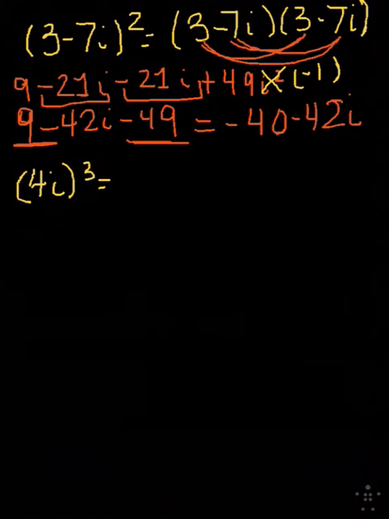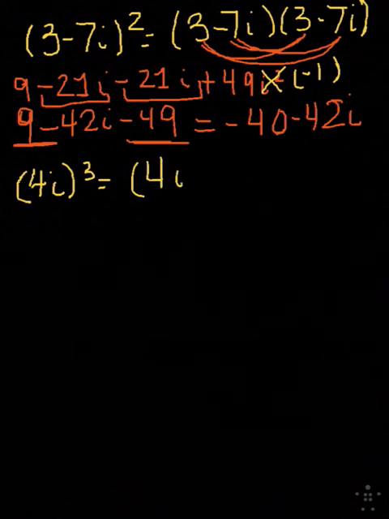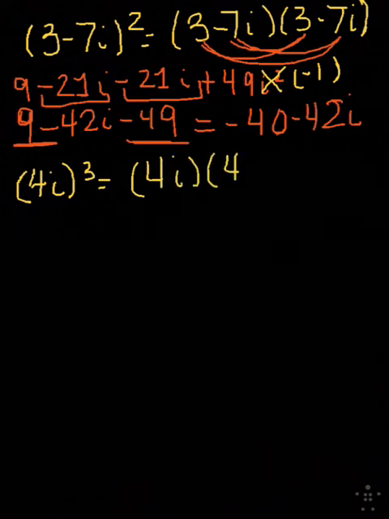Last thing, you may see something like this as a bonus problem. We have 4i cubed. So the exponent there tells me how many times I have to write it. So it's going to be 4i 3 times.